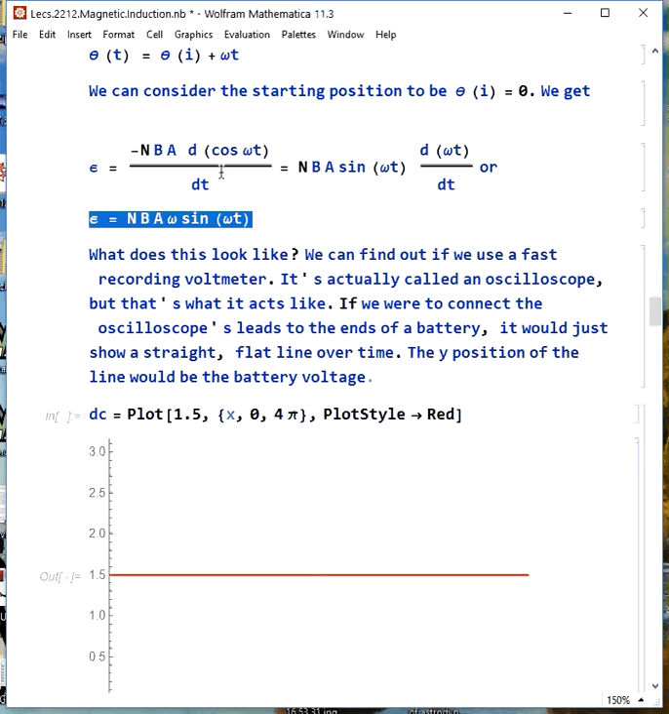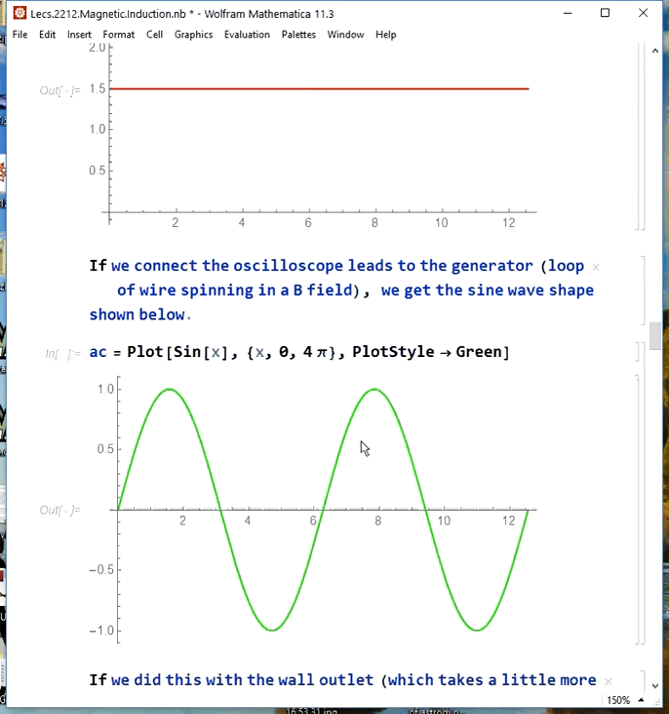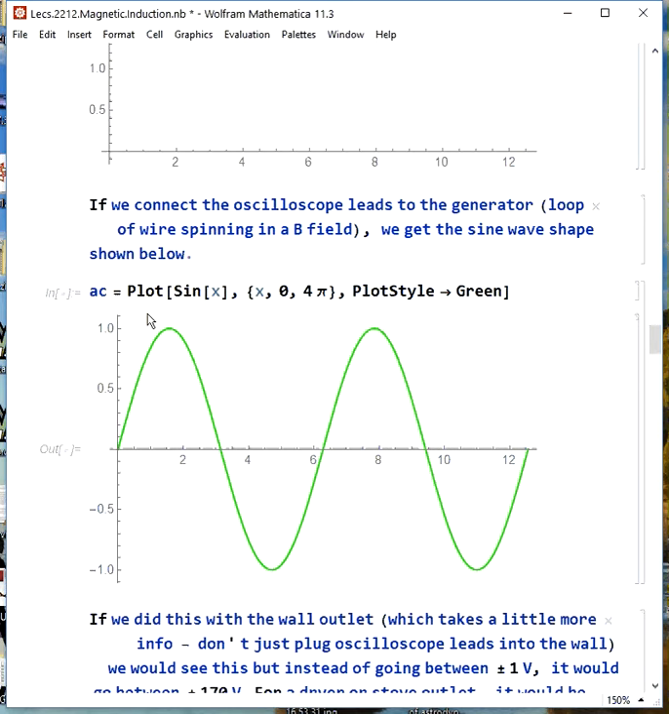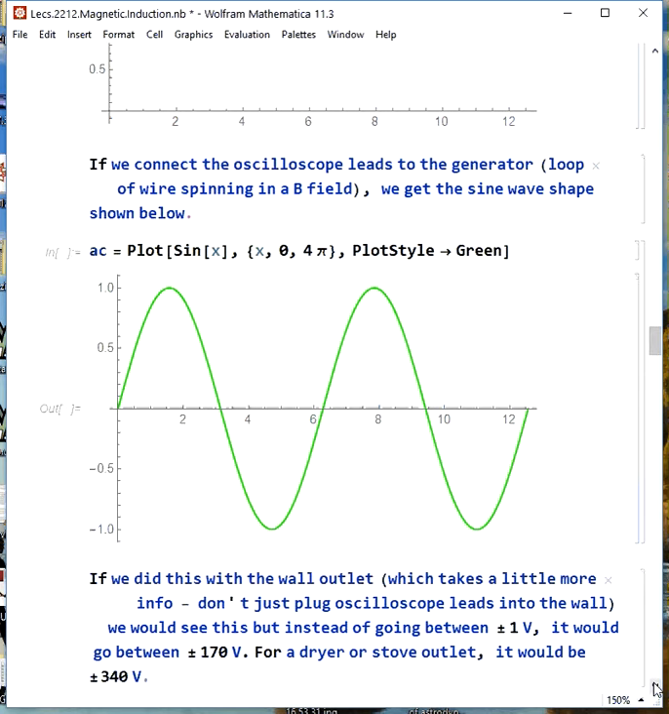What would it look like if we connected it to the spinning coil's leads? We get this instead. Here we have this sinusoidal curve, and that tells us that the two wires, one of them is at higher potential than the other, and then it's at lower potential than the other, and it just goes back and forth. So this is one complete turn of the coils. We would see this if we plug the oscilloscope's leads into the wall. Now you actually have to be a little bit careful doing this because of the way the oscilloscope is set up, so don't try this on your own.